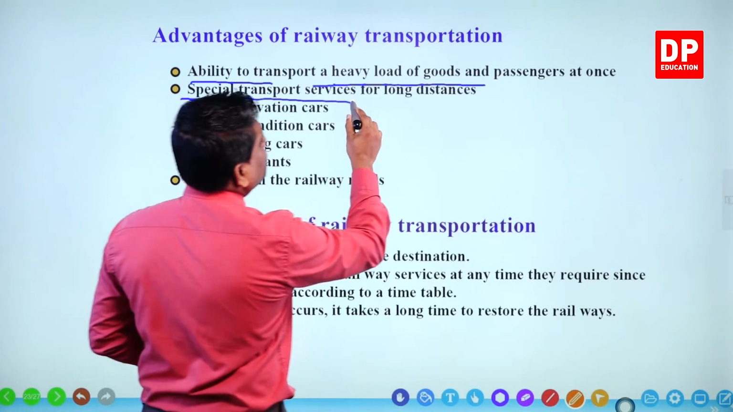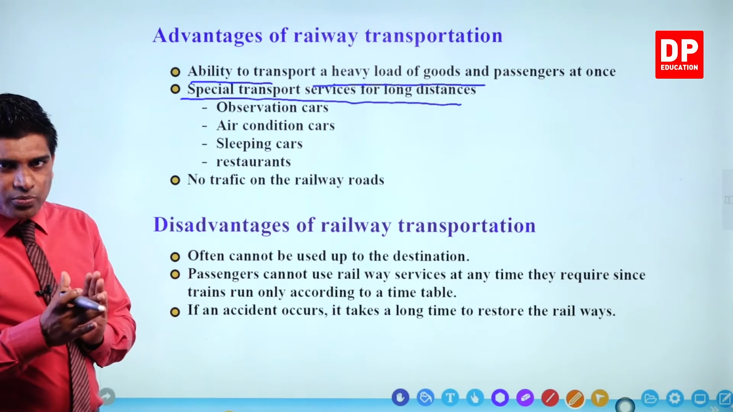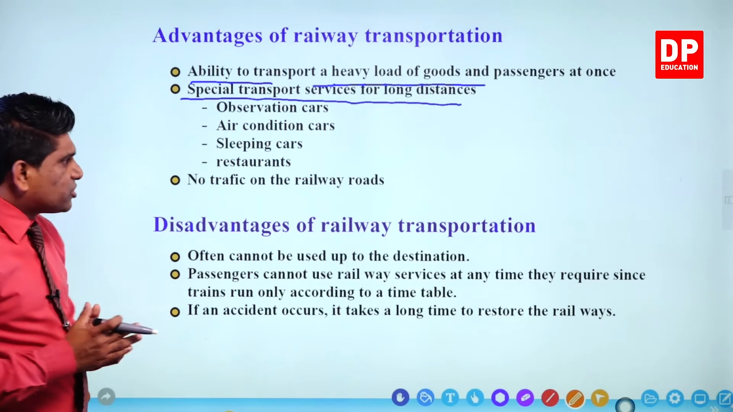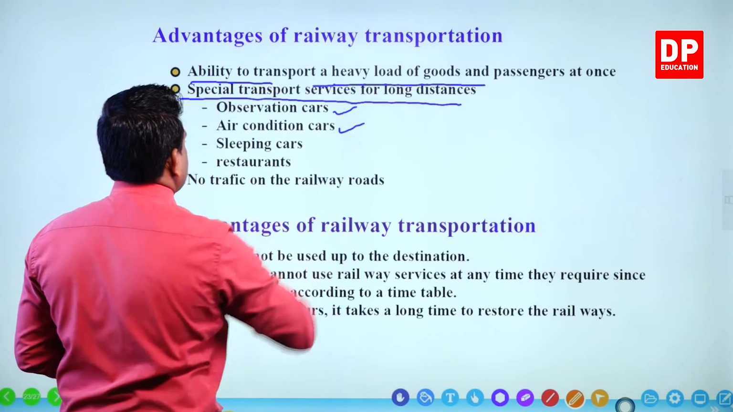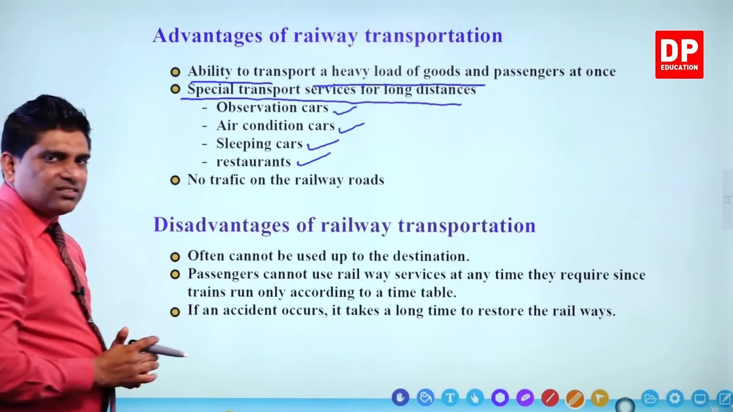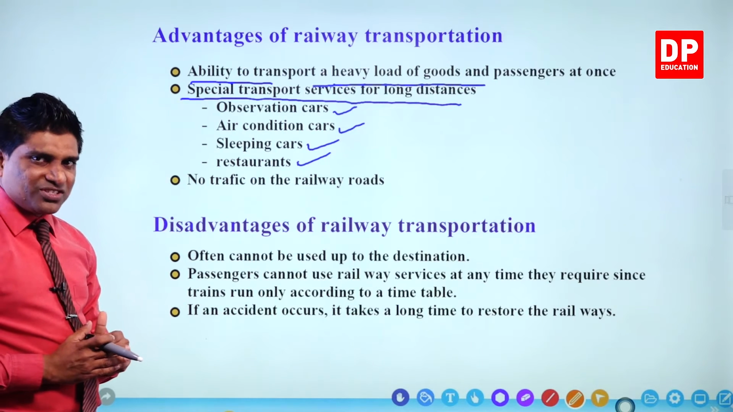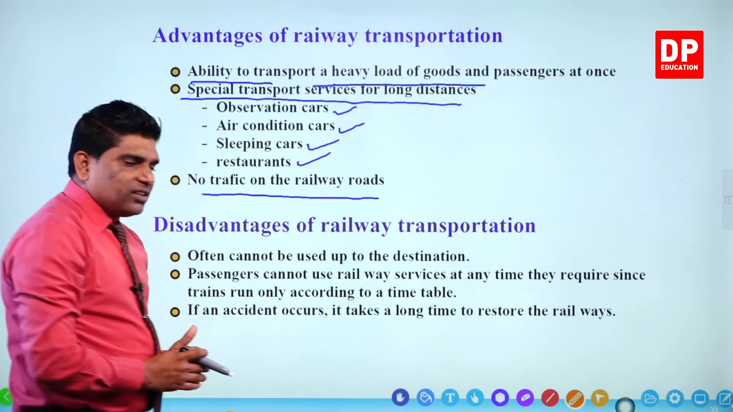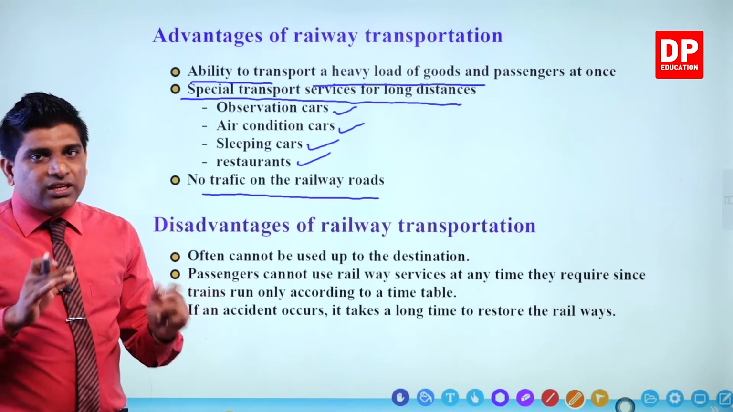Special transport services for long distances, right? You can enjoy more benefits in railway transportation when you compare with roadway transportation. What are the other extra benefits? Observation cars, air conditioned cars, sleeping cars, restaurants, right? These are the other facilities you can get through railway transportation. No traffic on the railway roads, they transport on scheduled time. So, no traffic in railway.